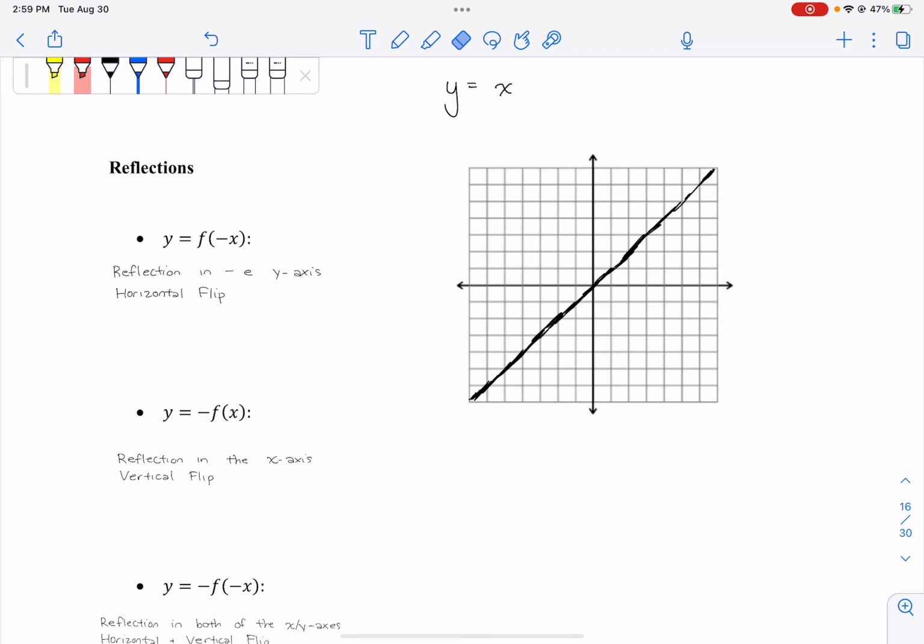If I want to find a reflection in the y-axis, I take a negative x and I plug it in here. So y is equal to negative x becomes our new function, which is just y is equal to negative x. So if I plug it inside the f, then we just have a reflection in the y-axis. So the new thing is this, because this goes from here to here, and here to here.